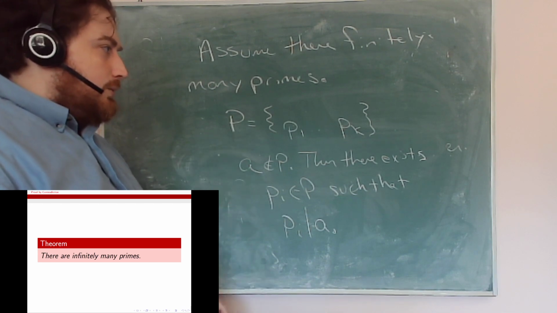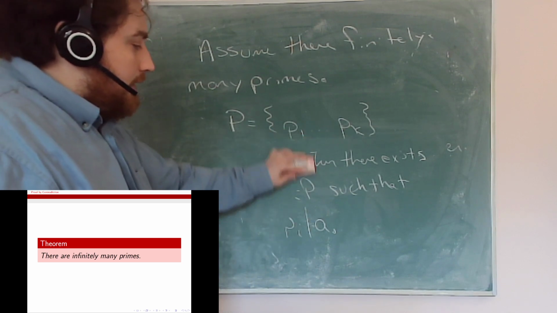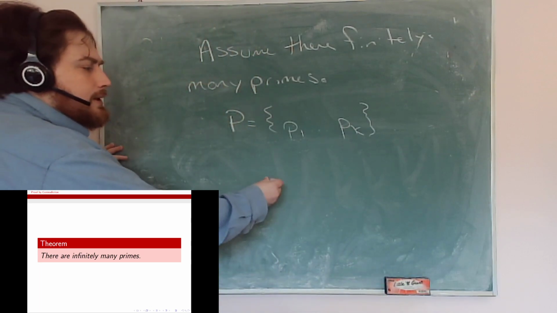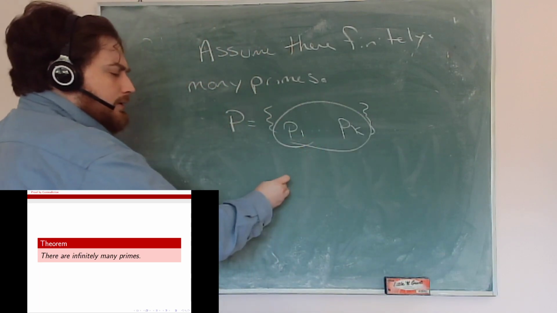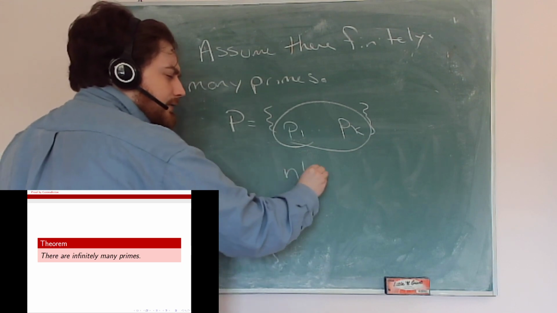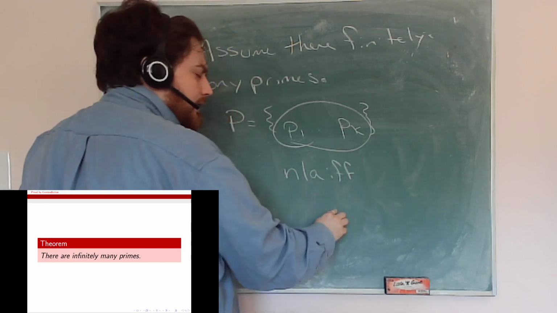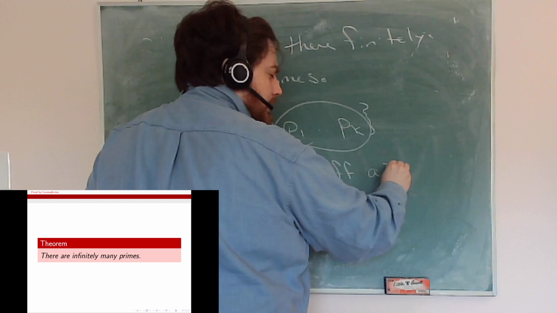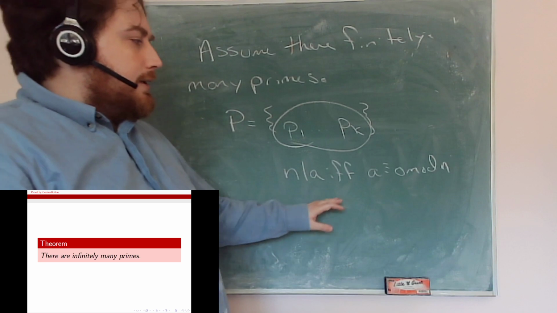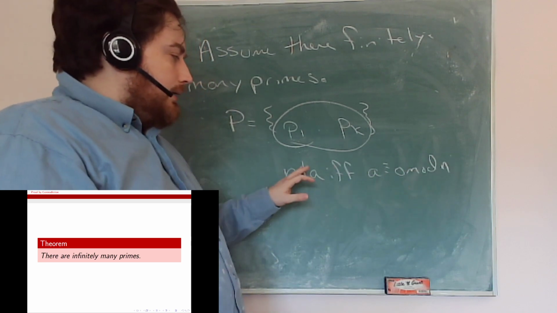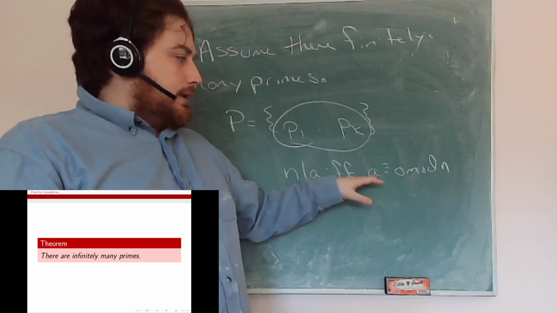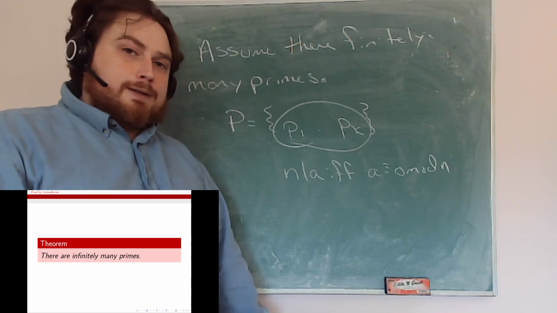Well, how would I find such a number? What I want to talk about here is, notice that each of these is greater than or equal to 2. And what we know is that n divides A if and only if A is congruent to 0 mod n. So I'm going to use modular arithmetic again, and I'm going to remind us that A is congruent to B if and only if n divides B minus A. So a consequence of that is that n divides A if and only if A is congruent to 0 mod n.